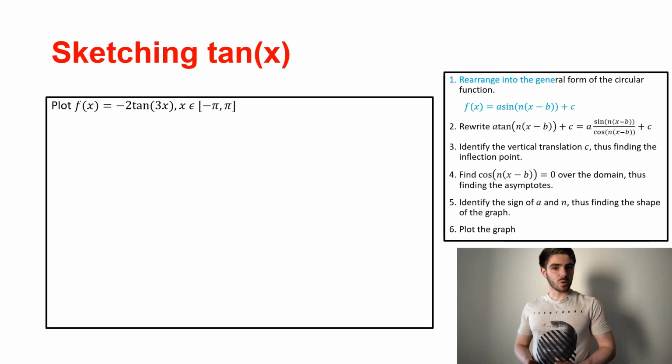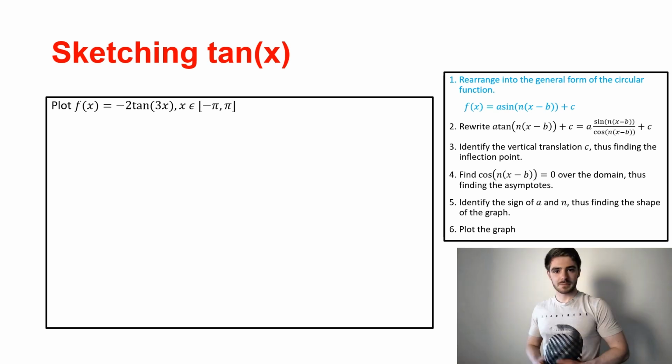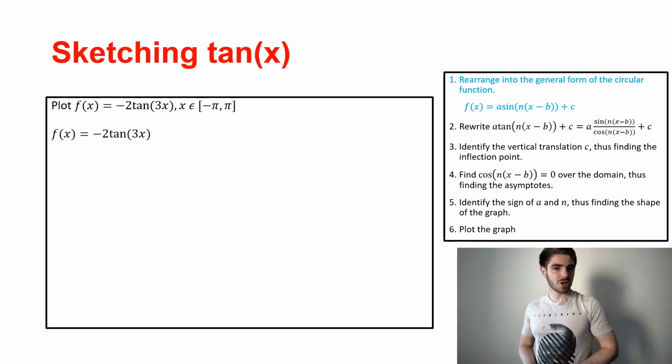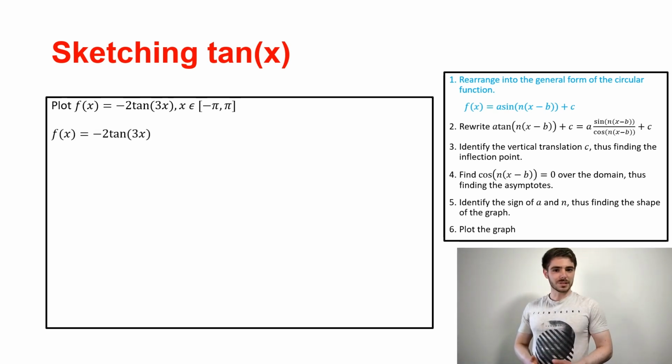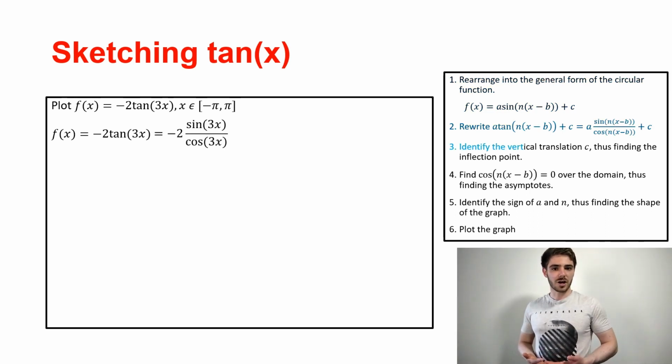The first step, as always, is to rearrange into the general form. This function already is in the general form, so happy days. The next step is to split tan into sine divided by cos. Fairly simple. The next step is to find the inflection point, which is just the c term. And since the c term is absent, we know that the inflection point occurs at 0.